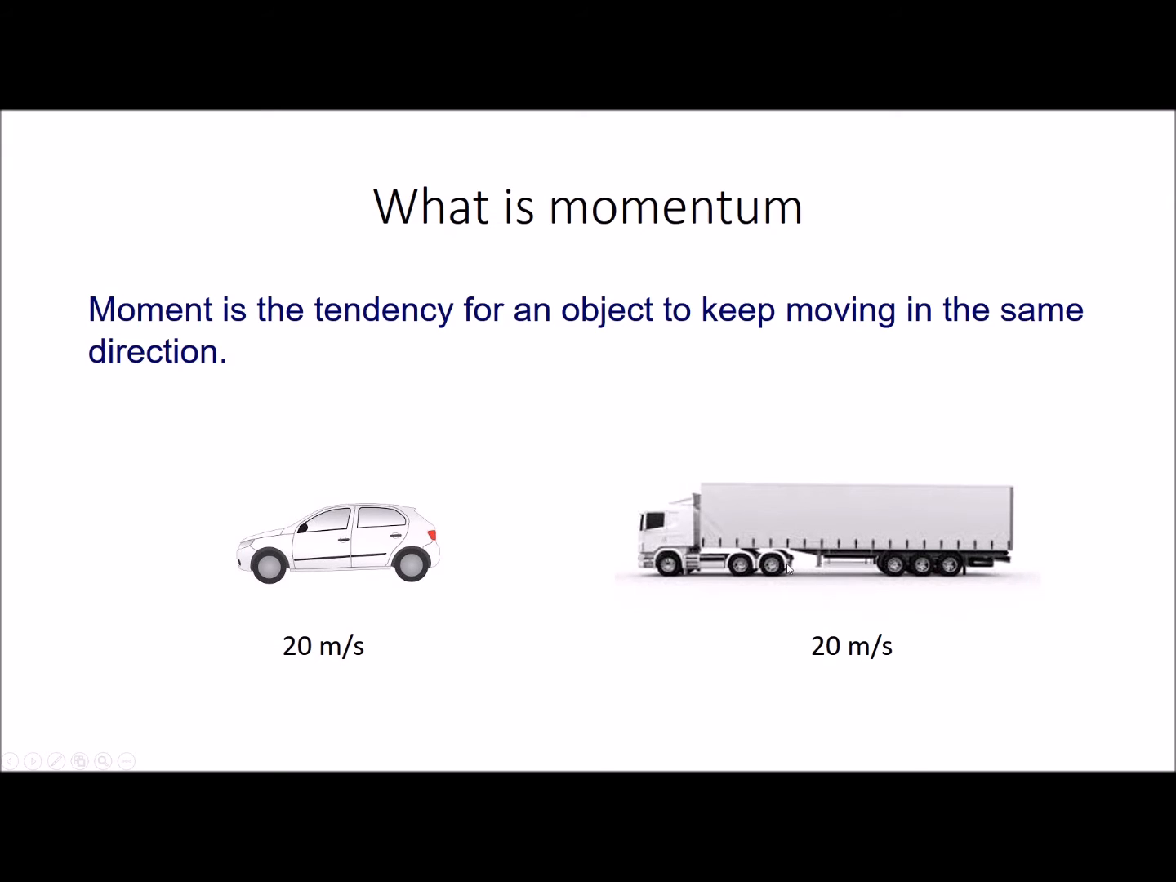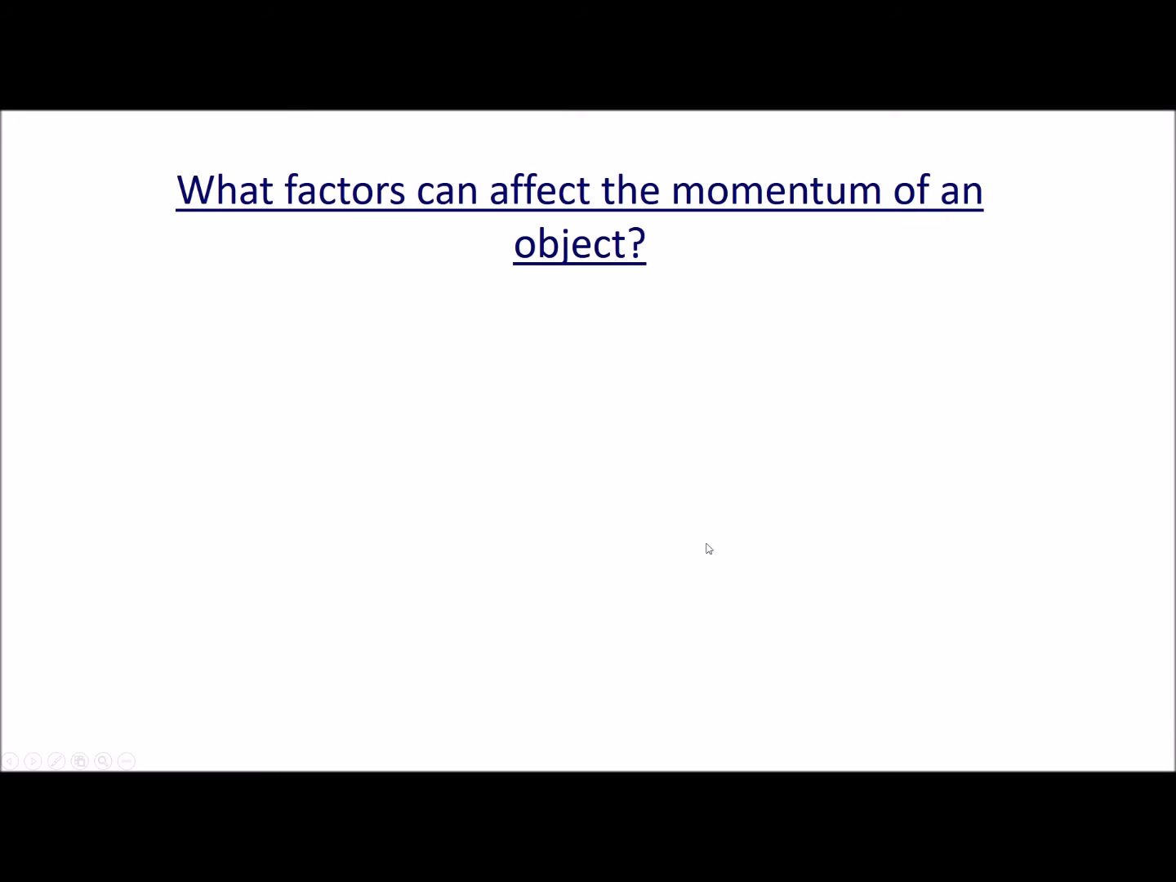If they're both moving at the same speed, then we can say that the truck is more difficult to stop because of its large mass, and that means that it has a large momentum. Now, there are two factors that affect the momentum of an object, and that's the mass and velocity.